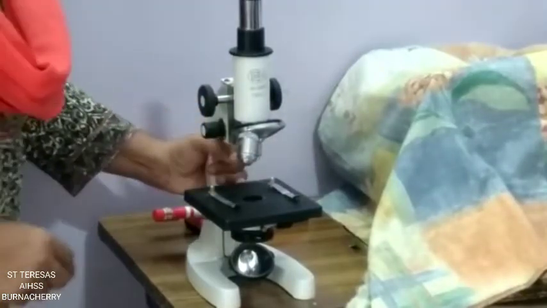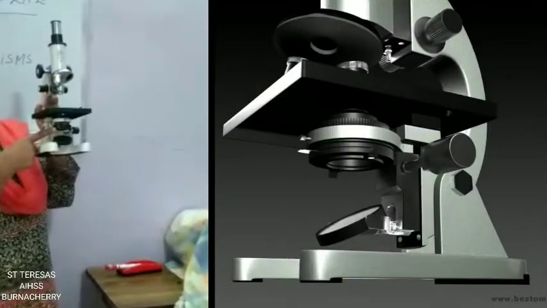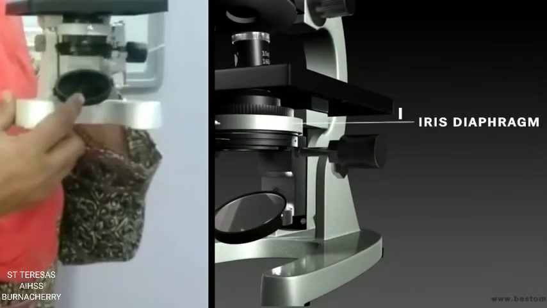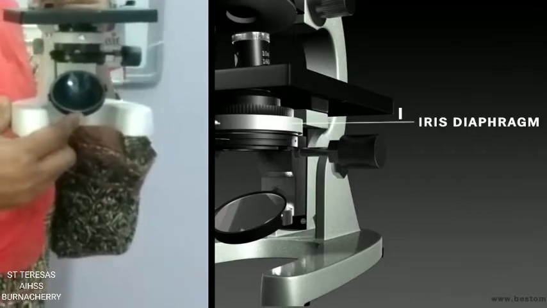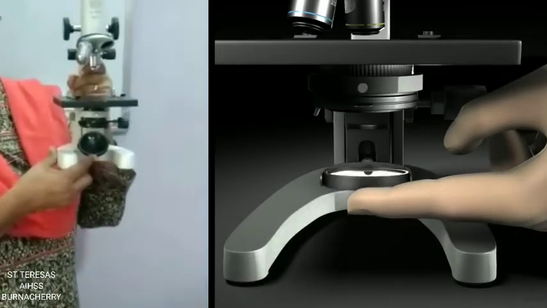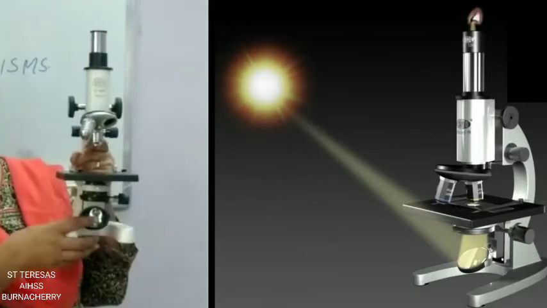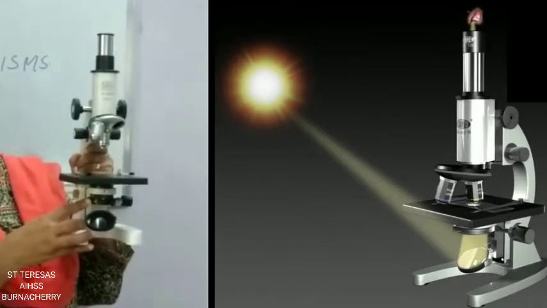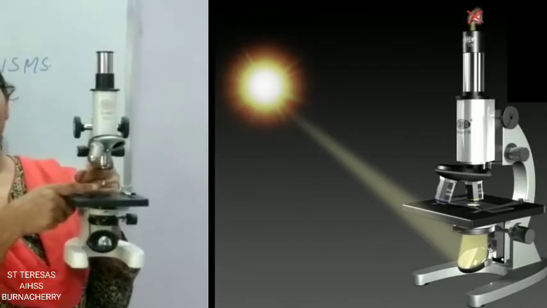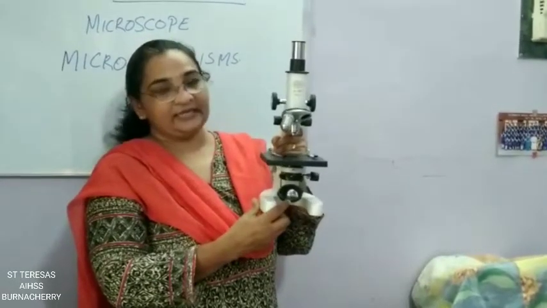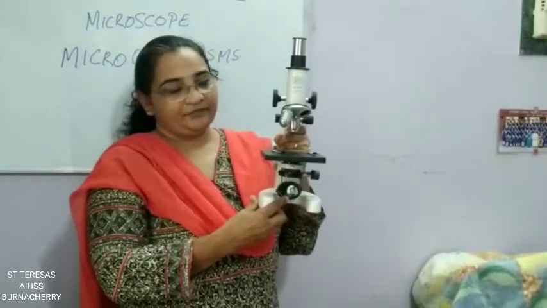After that, if I remove it like this, here you have got a small thing. This is called the diaphragm. What is the work of the diaphragm? Down here you can see a mirror. What is this mirror? This mirror helps the light from outside to fall on this, and it will project it on the diaphragm, which helps us to see the organisms. So this is called the diaphragm, and this is the mirror. So these are the parts of the microscope.